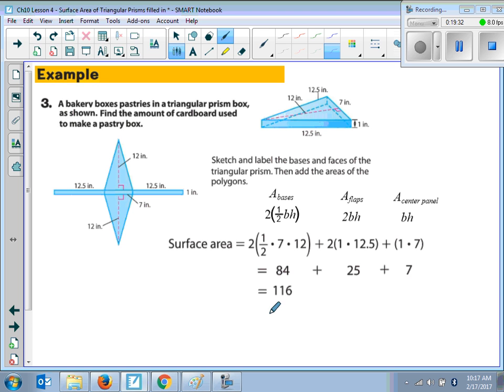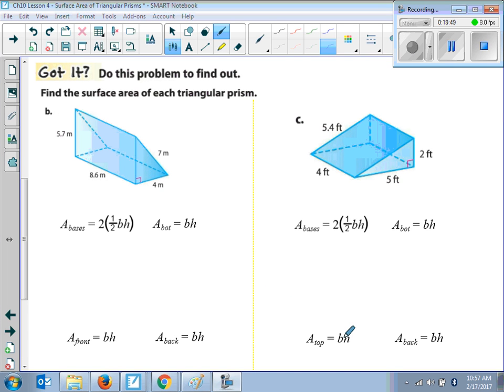And then you add them together to get your total surface area, and what are my units going to be here? What are my units going to be? Inches squared. Very good. Inches squared. For example C, okay, I'm coming back at the end of the recording to do example C.